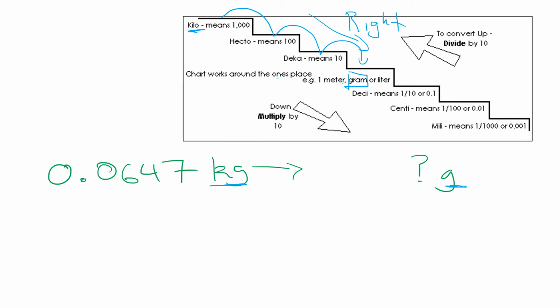So that means our decimal is going to go to the right 1, 2, 3 times. Drop your decimal in its new position, and we get 64.7. So your 0.0647 kilograms of medication is going to be 64.7 grams of remdesivir.